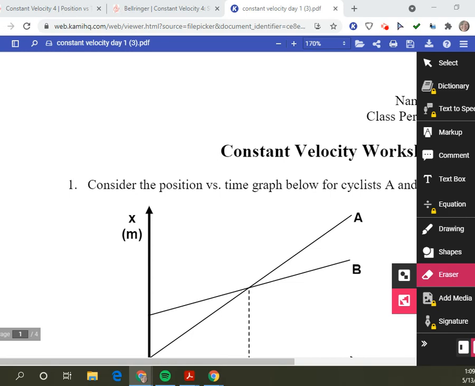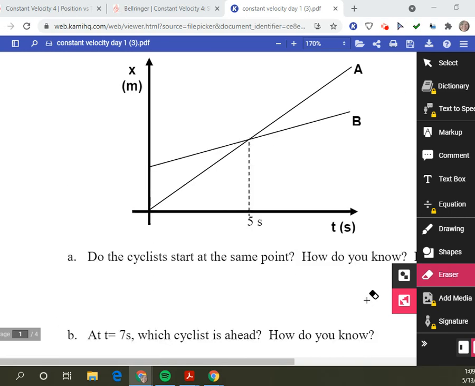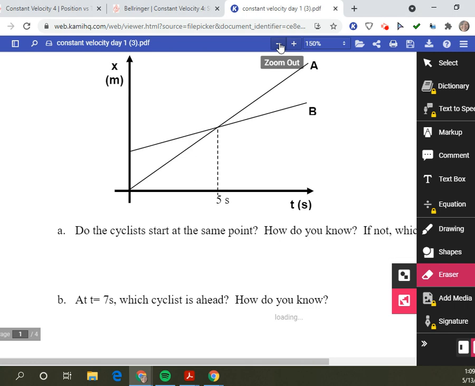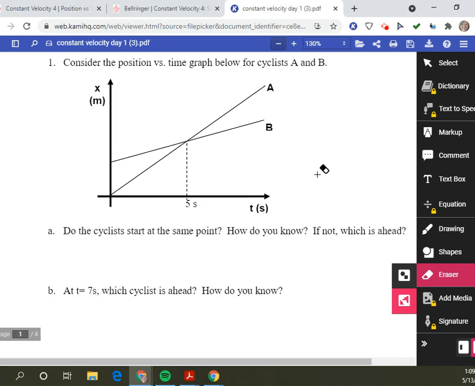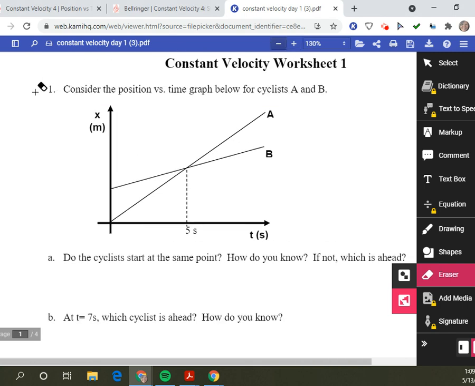Okay, so we're working on constant velocity 4, and we are going to work through this worksheet together. First part, we want to review the graph itself, this position and time graph. It says, consider the position versus time graph below for cyclists A and B. All right, so we don't have any numbers except for 5 seconds here. That's fine. We can still look at it and analyze the graph.